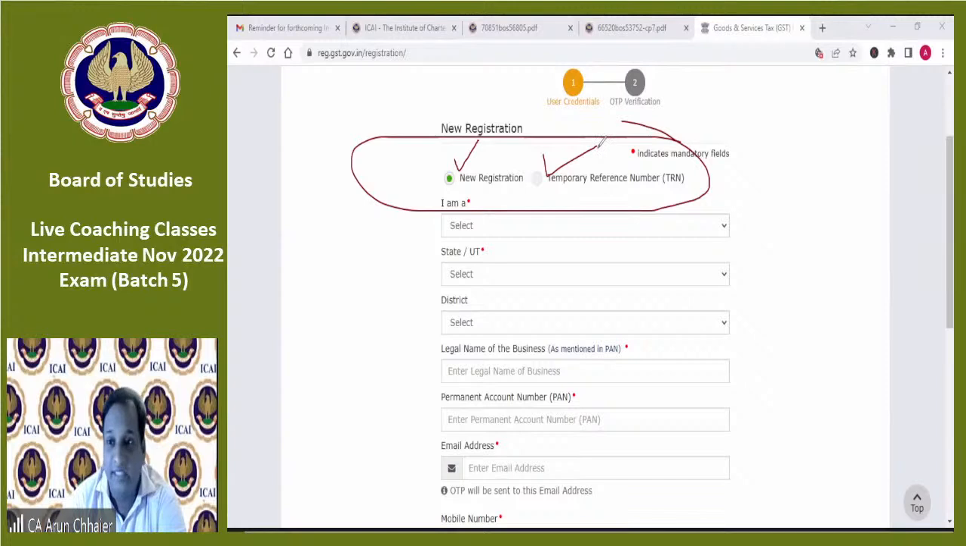What is the full form of GSTN? GST, Goods and Services Tax Network. New registration or temporary reference number. What is the TRN? We are coming to that.